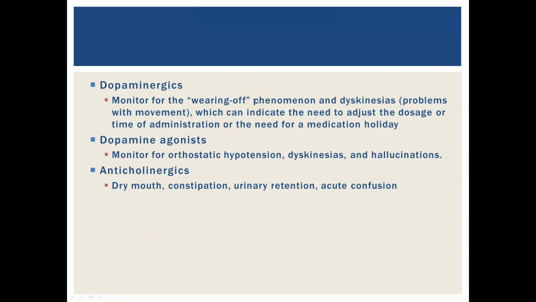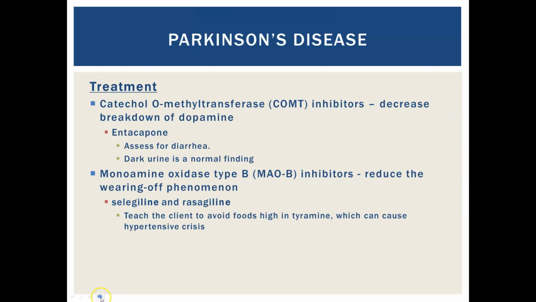With our dopaminergic medications, you want to monitor for a wearing off effect. So you have, again, issues with movement. And again, that's just telling you the dose needs to be adjusted. We've talked about our dopamine and our anticholinergic medications and their side effects. You can do COMT inhibitors, and that's going to help decrease the breakdown of dopamine. So entacapone, but just make sure that we're assessing for bowel and bladder issues, and maybe a little bit of patient teaching about how we expect a darker, more amber colored urine.